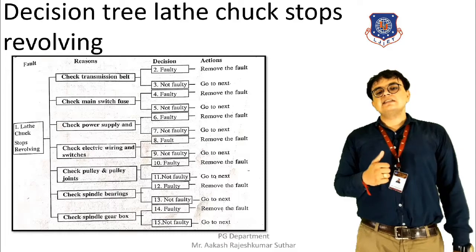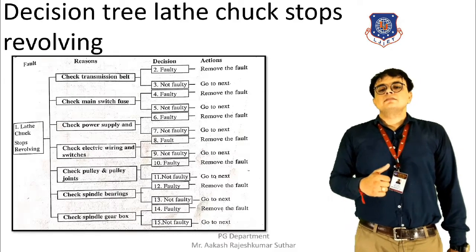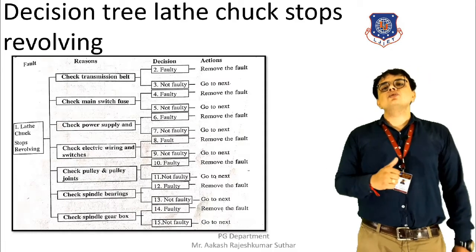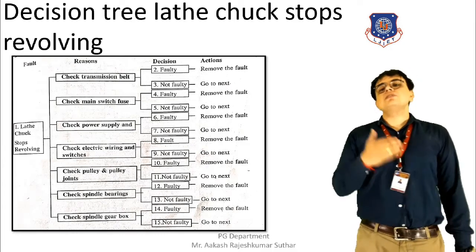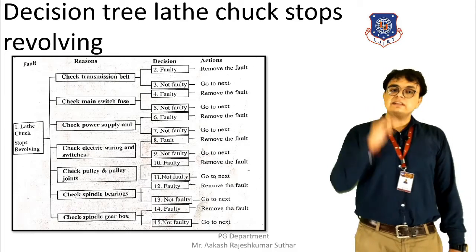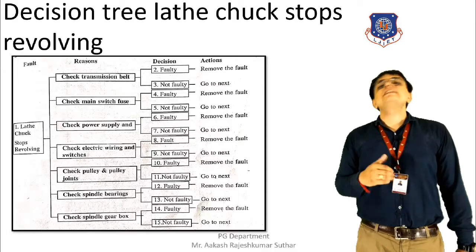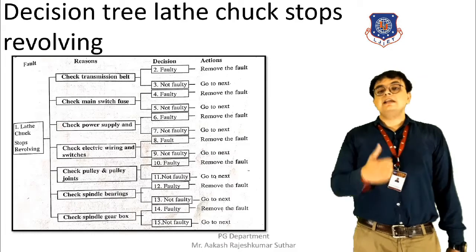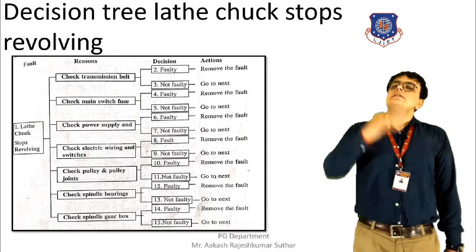The next reason is the checking of the main switch fuse. There, if the reason is found faulty, then we need to write in the description, or we can say that we need to take activity like removing that fault. But if this reason of checking the main switch fuse is not found guilty, or not found responsible for the occurrence of the fault, then we should write it as not faulty, and we should move towards the next reason.